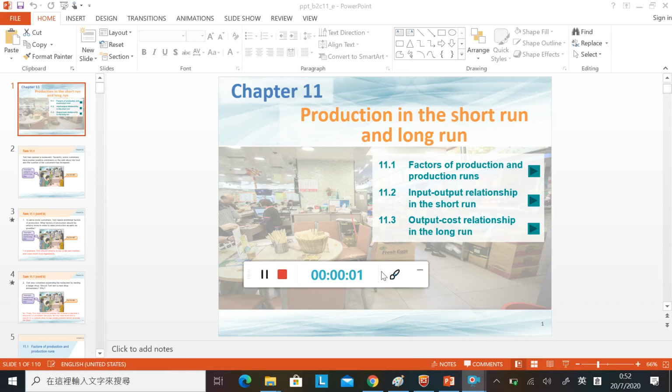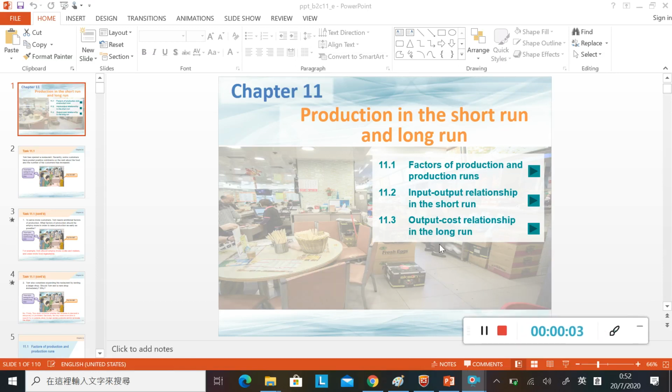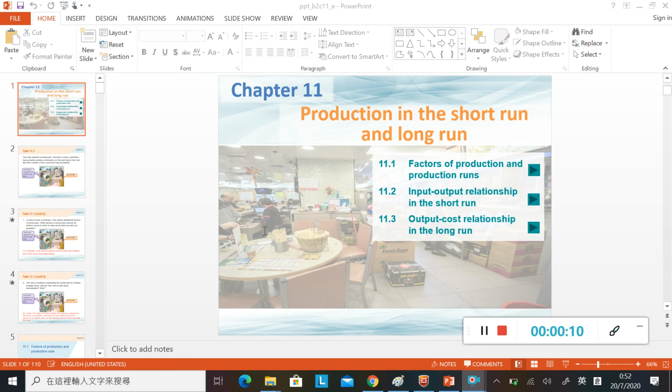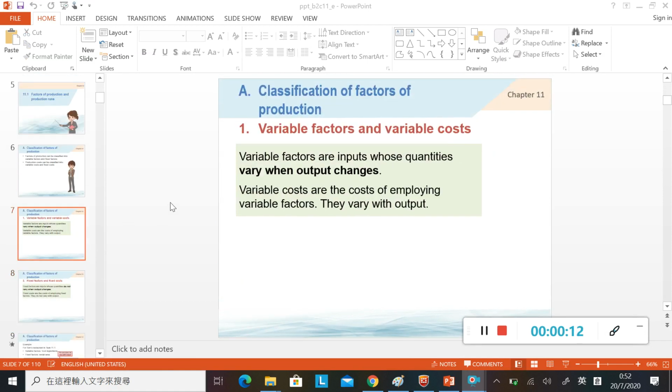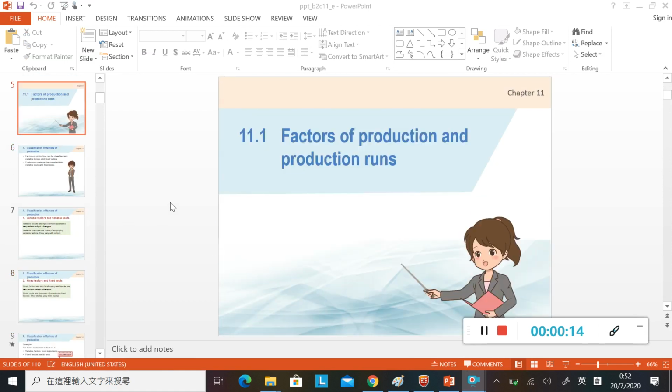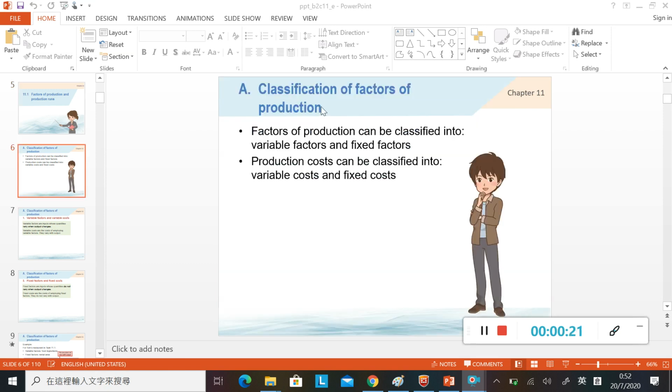好，咁我哋就講第11課啦。第11課會講到 short run 同埋 long run，陣間會講下究竟 short run 同埋 long run 係啲乜嘢嚟。首先，First of all, we have to classify the factor of production and also the production runs. Okay, factor of production can be classified into variable factors and fixed factors.